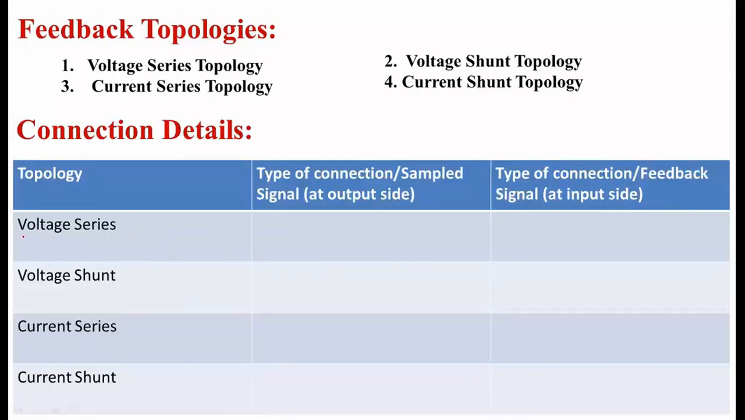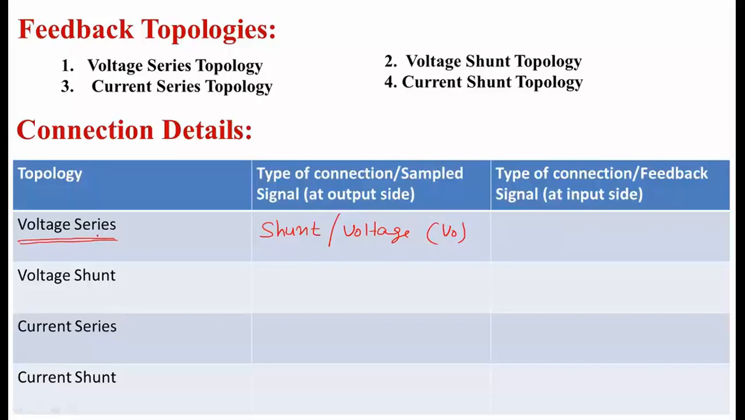The first is the voltage series topology. As we discussed in our earlier session, for the voltage series, since we are taking the voltage sample from the output, the type of connection at the output side is the shunt connection, and the sample signal is voltage. So we can write it as V node, which is the input to the feedback network.